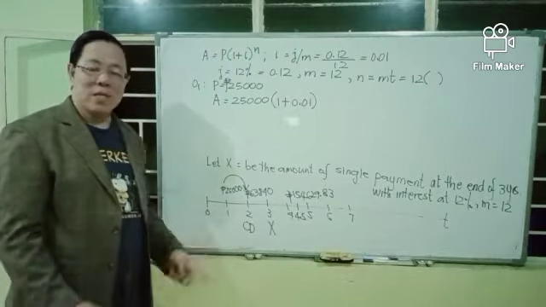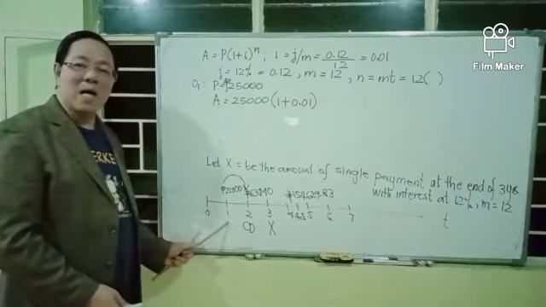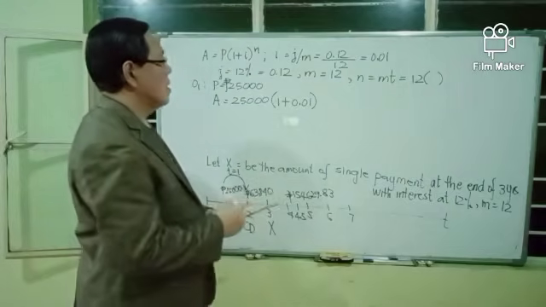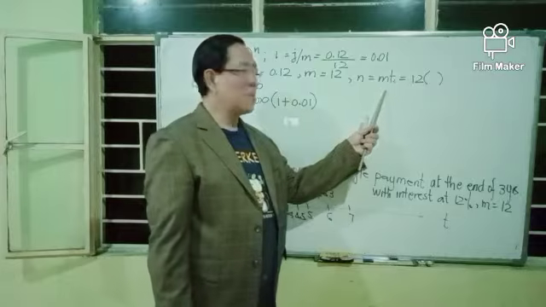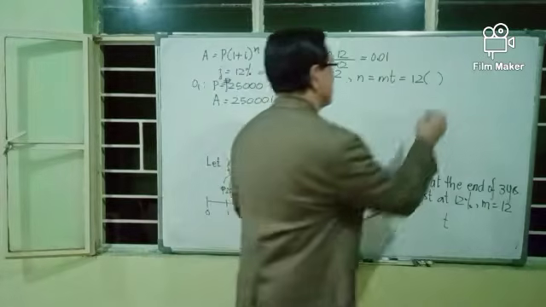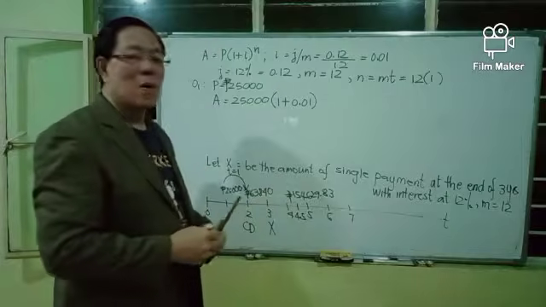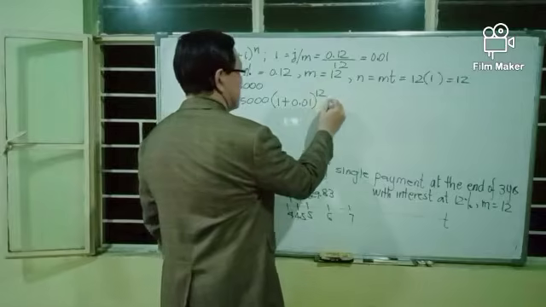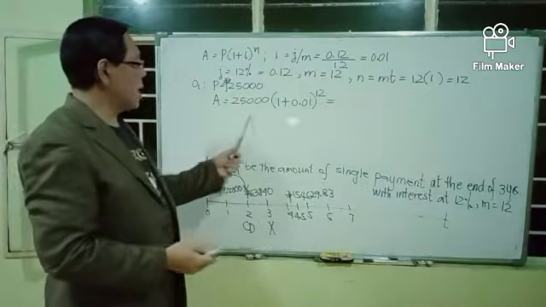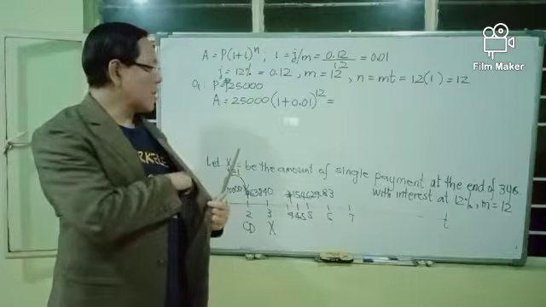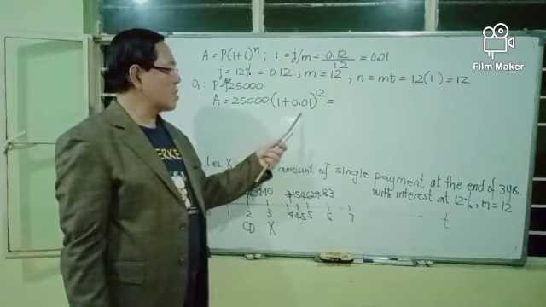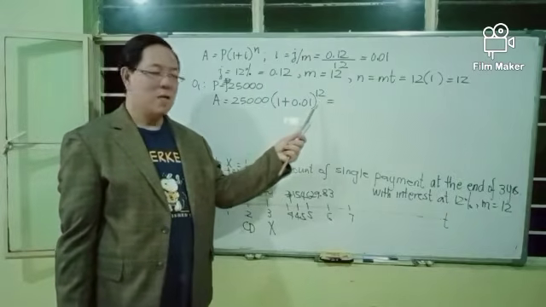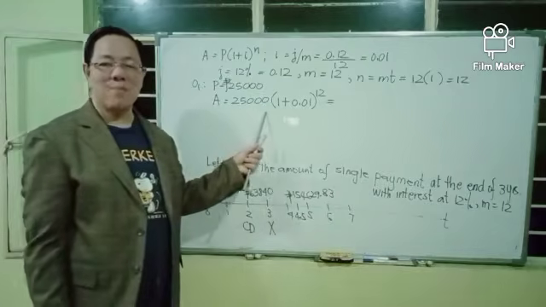Again, from 1 to 2, the time is 1 year. That is 2 minus 1. And N is equal to M, 12, multiplied by T, 1 year, or 12. We now compute this value using our calculator. Again, you start with 1 plus 0.01 equals, and raise the answer to 12. Press equals and multiply the answer by 25,000 pesos.